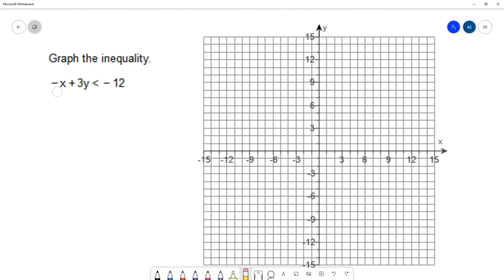Graph the inequality -x plus 3y is less than -12. When we graph an inequality with two variables, we want to graph a line with some shading. So we're going to start by graphing the boundary. And in this example, we're going to graph the boundary as a dashed line because we have a less than inequality. That means the boundary is not included.